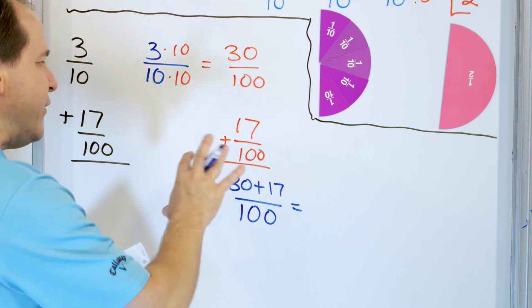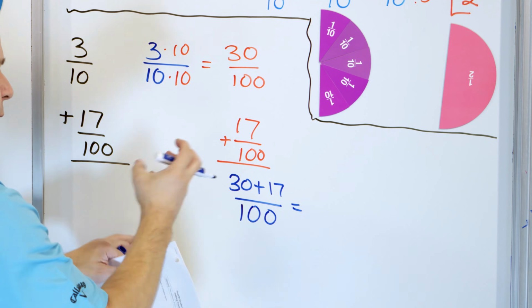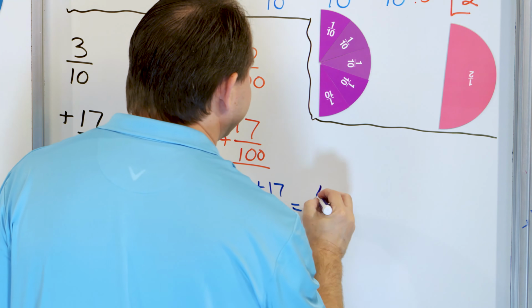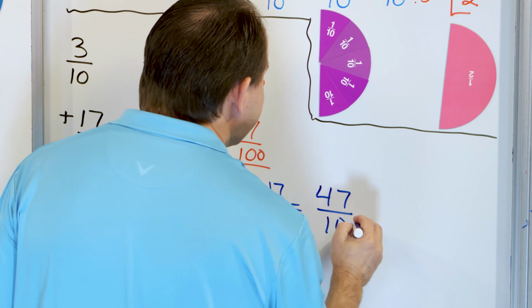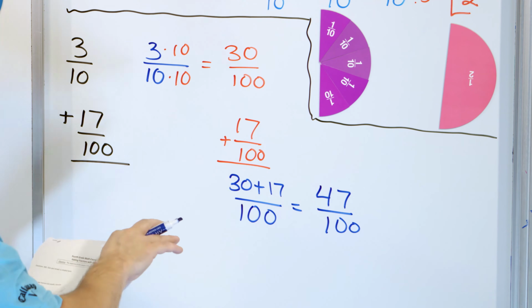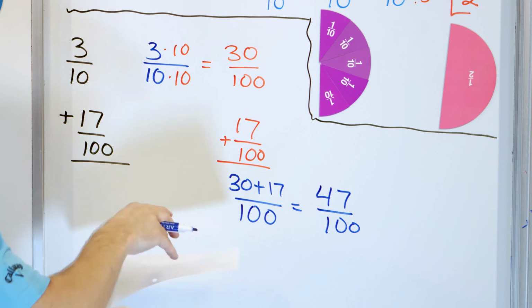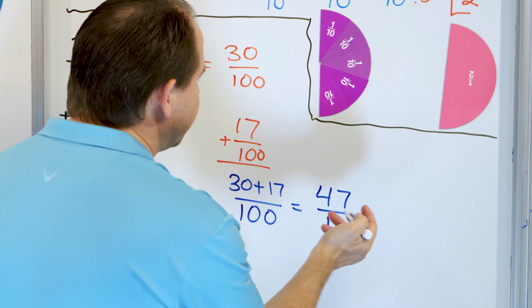When you go, you can go off to the side, or you can add it on your fingers, it comes out to 47. And the denominator stays 100. And then you ask yourself, can I simplify this? Can I divide the top and bottom by something to make it simpler? And you can't simplify it any further.